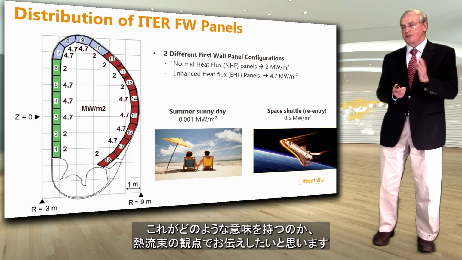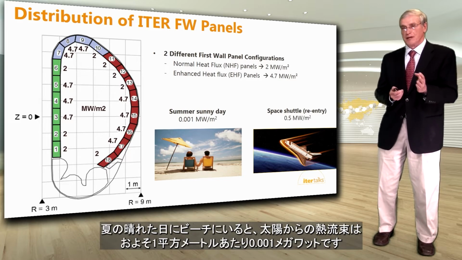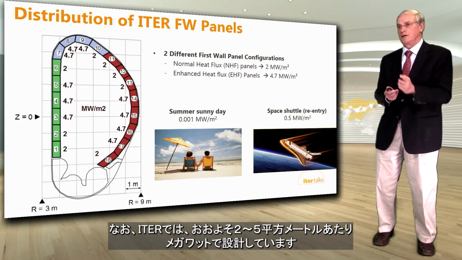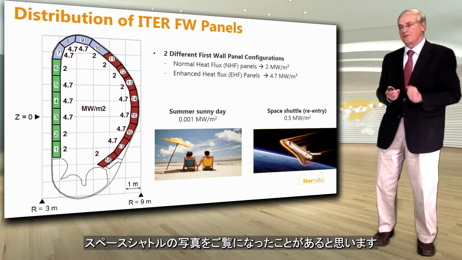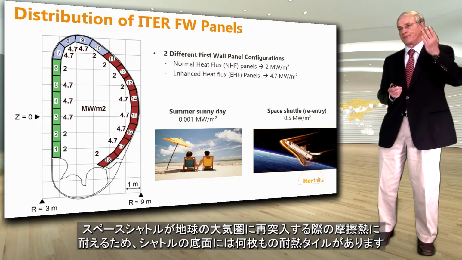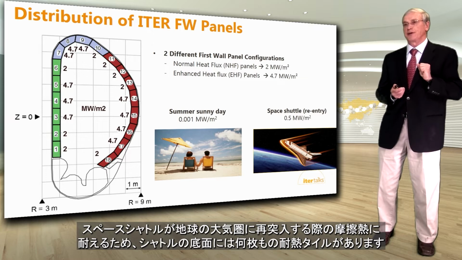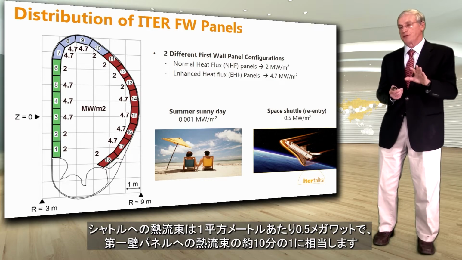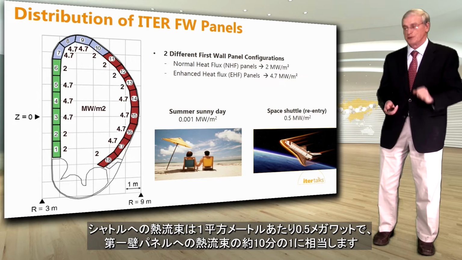Just to give you an idea what this means in terms of heat fluxes, on a summer sunny day on the beach, the heat flux from the sun is about 0.001 megawatt per meter square. We are designing for roughly 2 to 5 megawatt per meter square. Even the space shuttle, I'm sure you must have seen pictures of the space shuttle before, where you have a number of tiles at the bottom, basically to accommodate the friction heat for the shuttle re-entering the Earth atmosphere. The heat flux the shuttle sees there is 0.5 megawatt per meter square, which is about a tenth of the heat flux that some of the first wall panels will see, just to give you an idea as a comparison.